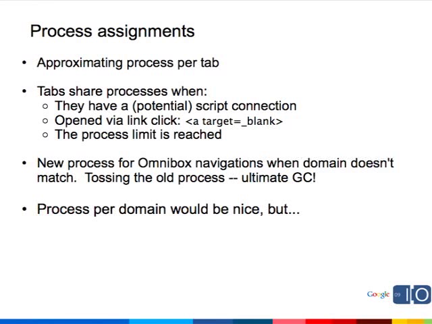Coming up with a good formula here is a little tricky because there are some realistic limitations, like we don't want to have too many processes. At some point, you start to pay a cost by having many processes. So we have a process limit. If that limit's reached, we will start reusing processes. If there's a potential script connection between two web pages, they need to be in the same process.